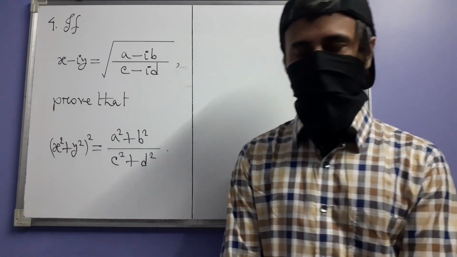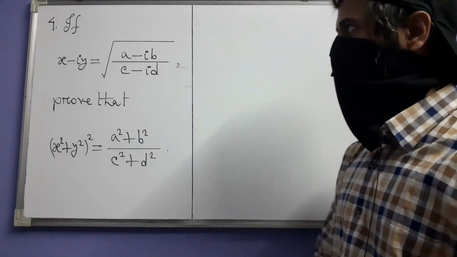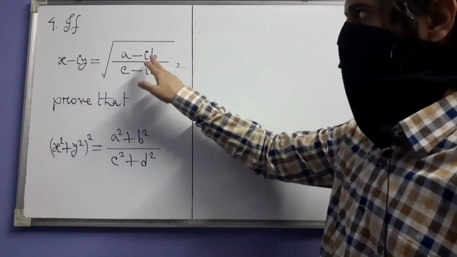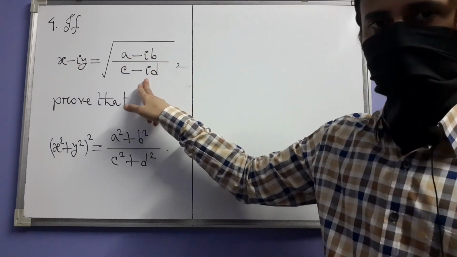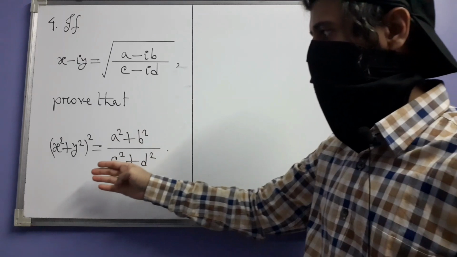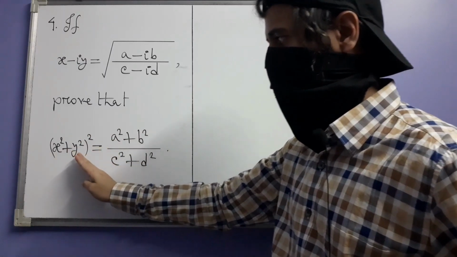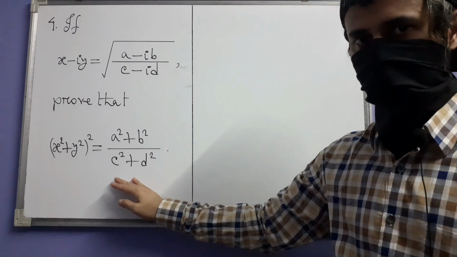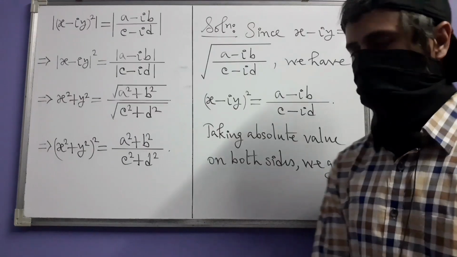Let's see what we have next. This fourth one. Here it is given that the complex number x minus iy equals the square root of a minus ib divided by c minus id. From this we have to prove that the square of x square plus y square equals a square plus b square divided by c square plus d square. So let's see the solution.